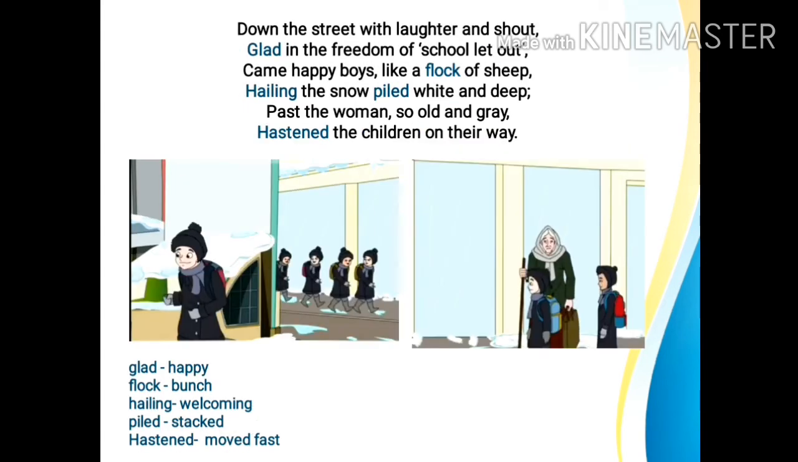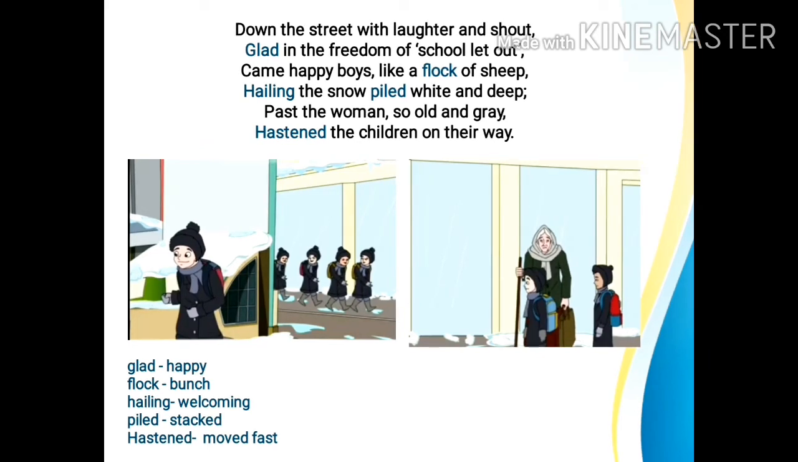Down the street with laughter and shout, glad in the freedom of school let out, came happy boys like a flock of sheep, hailing the snow piled white and deep. Past the woman so old and grey, hastened the children on their way. Here glad means happy, flock means bunch, hailing means welcoming, piled means stacked, and hastened means to move fast.